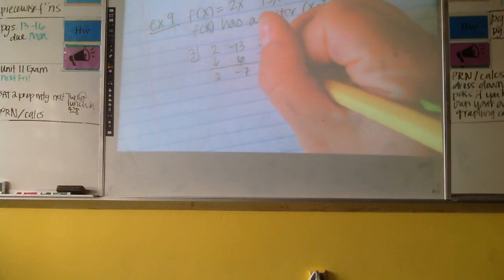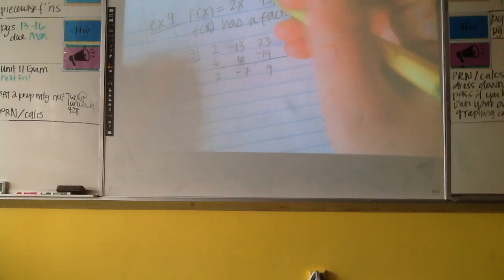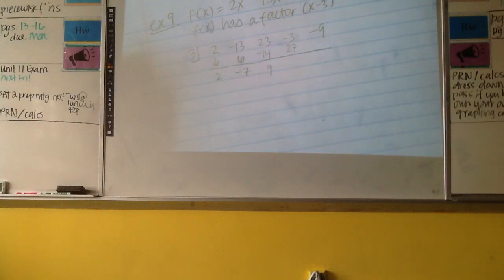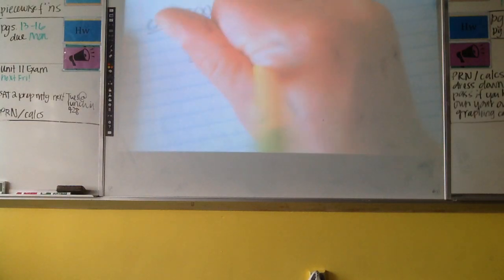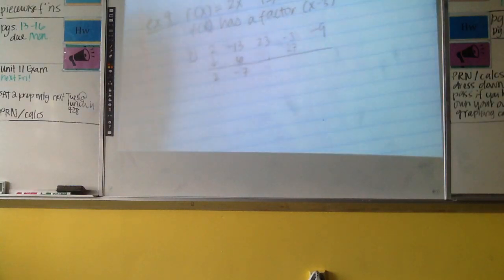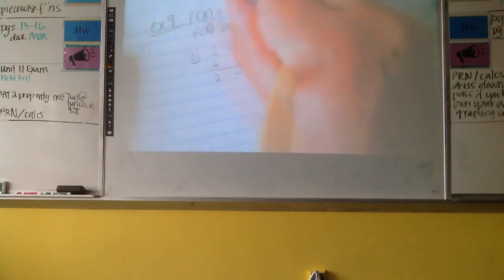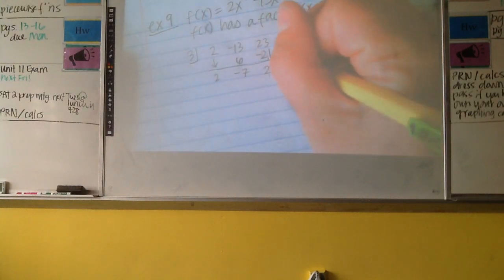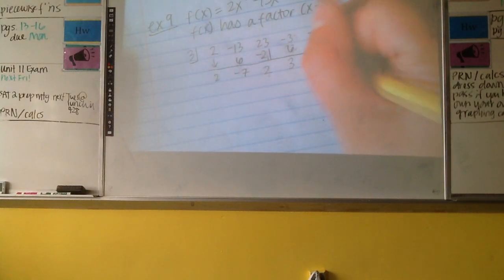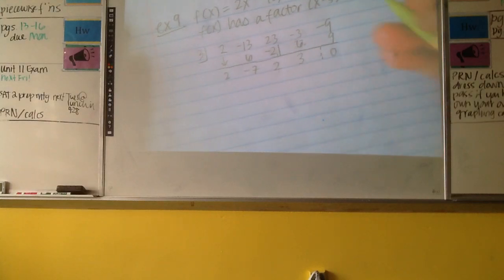Add. Multiply. Ooh, that's a mistake. Negative 7 times 3, come on. I'm sure you caught that on your own. Add, multiply. Much better. Add, multiply, and add. Ooh. So this is my new remainder.